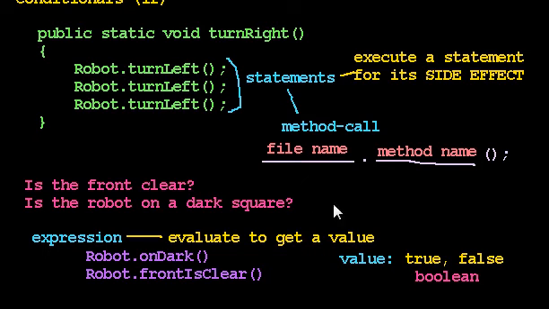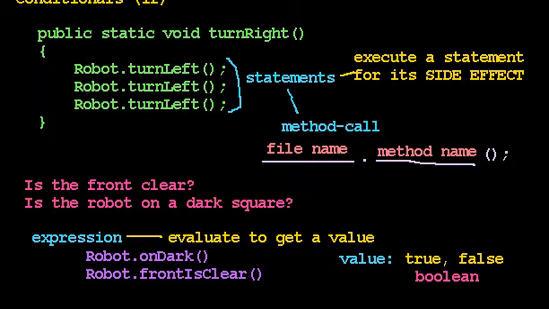What we don't know is how to use onDark and frontIsClear in our program, because the methods that we write in our programs consist only of statements, not expressions. Statements such as turn left or move, make light, make dark. And when we execute a statement, we execute it for its side effect. Executing turn left has the side effect that the robot has now turned left. And the only kind of statement we know so far are method calls, where we have a file name and dot, a method name, parentheses, and we call that method. For example, whatever file this is in, dot turn right would direct the robot to turn right by turning left 3 times. So we've got statements in our programs.